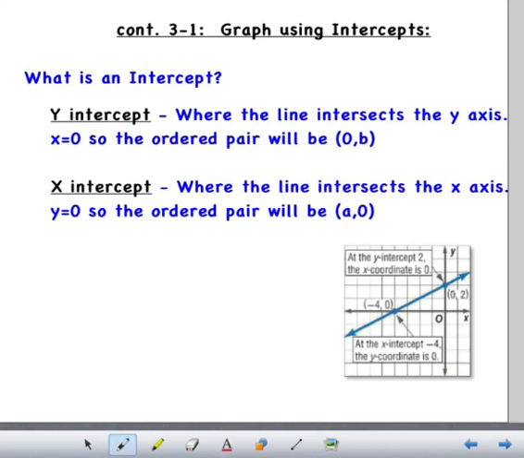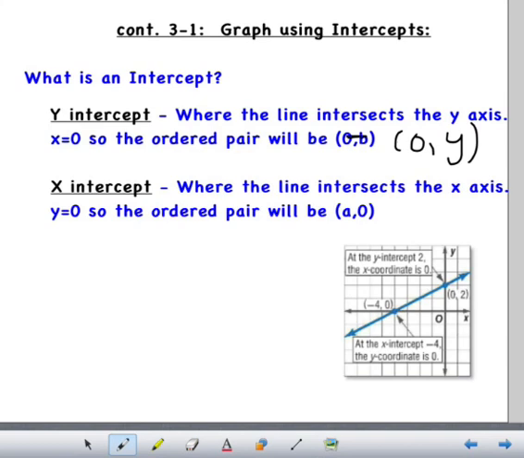But first off, what is an intercept? Well, your y-intercept is where the line crosses the y-axis. Intercept is intercepting, it is crossing the y-axis. So when it crosses the y-axis, if you look at your graph, your x is always 0. So your ordered pair is going to be (0, b), or I'm fine if you want to write that as (0, y), because your x will be 0, and your y is going to be wherever it crosses or intercepts the y-axis.